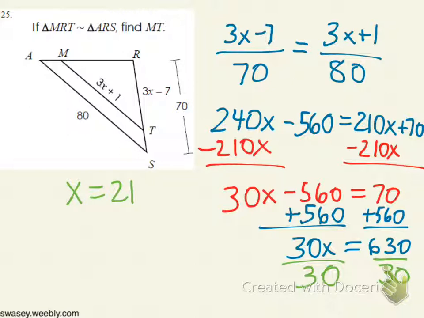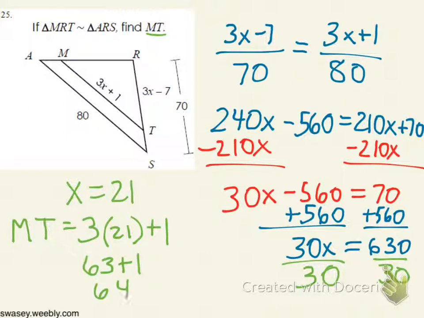So x is 21, but our goal here is to find MT. So MT is 3 times x, which is 21, plus 1. So that's 63 plus 1, 64 for the value of MT.